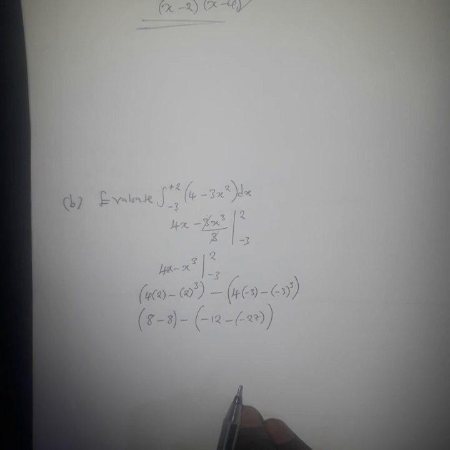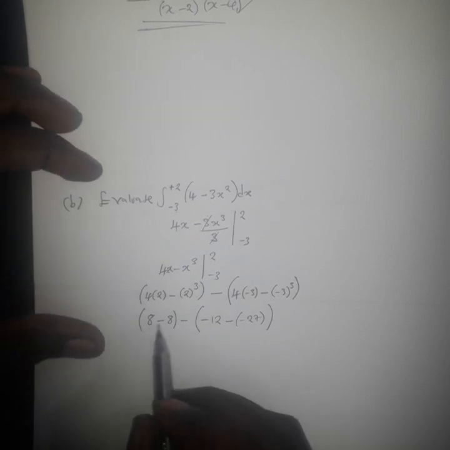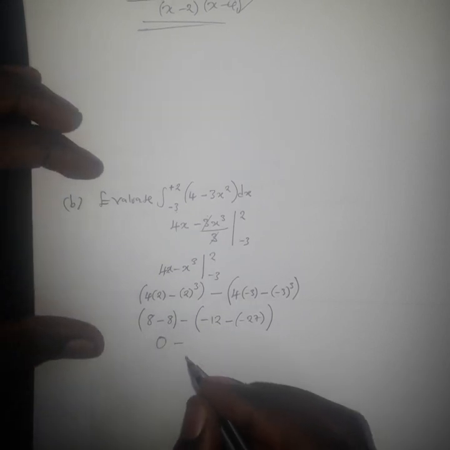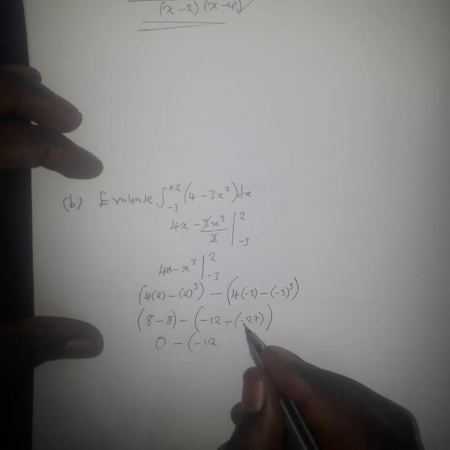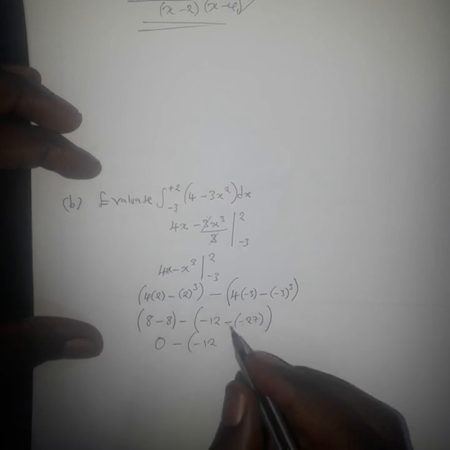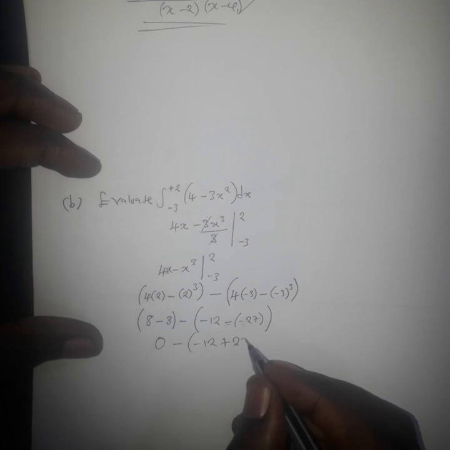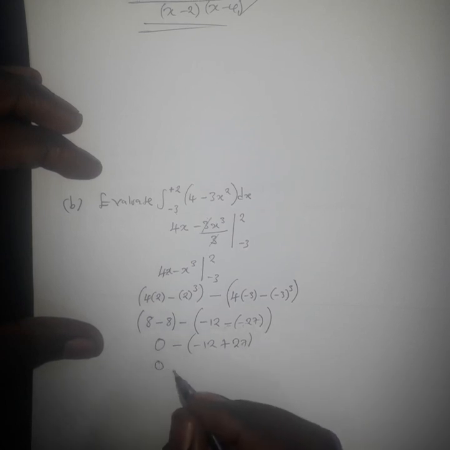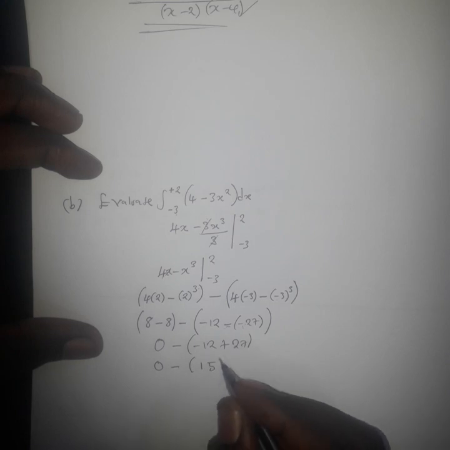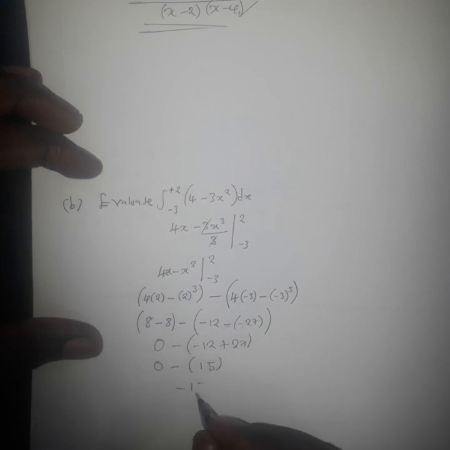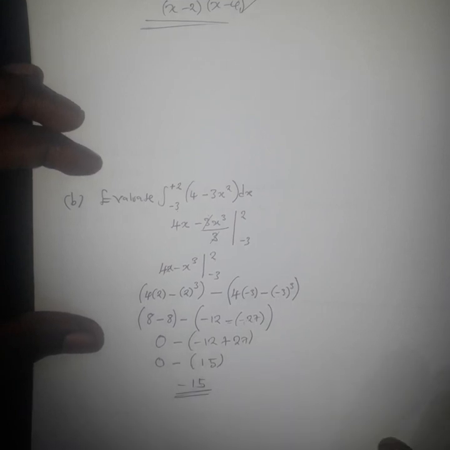From there, we understand that 8 minus 8 will give us a 0, then minus negative 12. The two signs, same signs. When we multiply, we shall get a positive 27. From there, we have 0 minus positive 15, which shall simplify to negative 15 as the final solution.